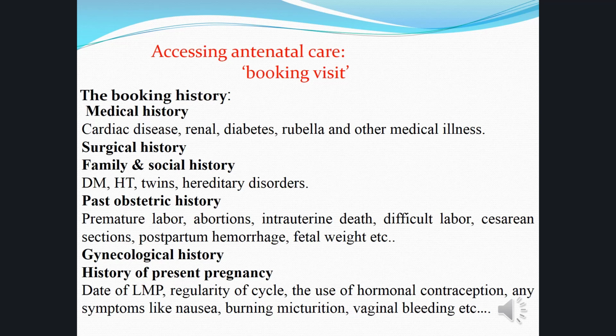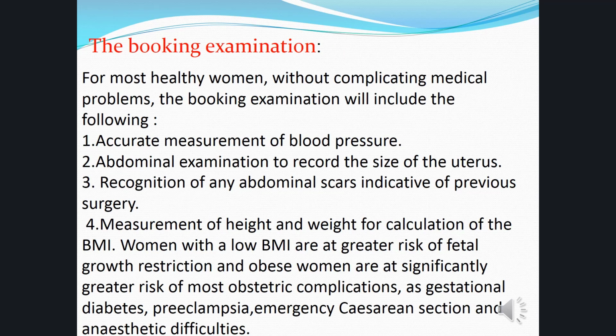Booking examination. For most healthy women without complicating medical problems, the booking examination will include the following. First, accurate measurement of blood pressure. Second, abdominal examination to record the size of the uterus. Third, recognition of any abdominal scars that indicate a previous surgery. Fourth, measurement of the height and weight for calculation of the body mass index.